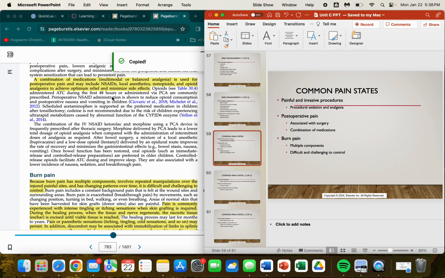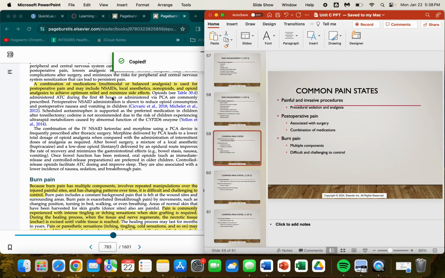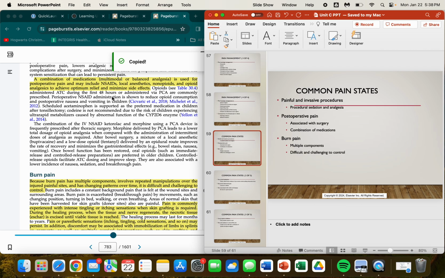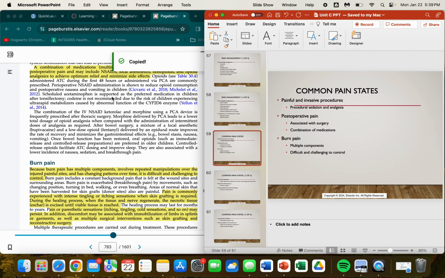A combination of medications, a multimodal approach, is usually used for post-op pain, including NSAIDs, local anesthetics, non-opioids, and opioids to achieve the optimum results.